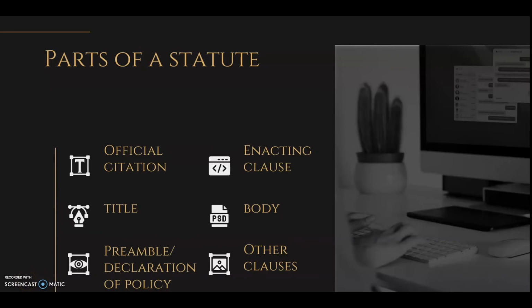Now, as to the different parts of the statute, we have here the official citation. The official citation includes the nomenclature of the statute, as I discussed earlier. And then its number, which is the cardinal, the ordinal, and the nominal number of the statute. So when you say cardinal, we refer to how many statutes have been passed before this particular statute.